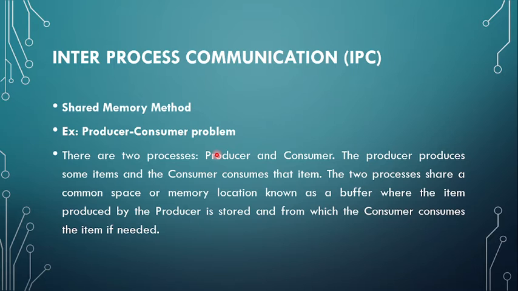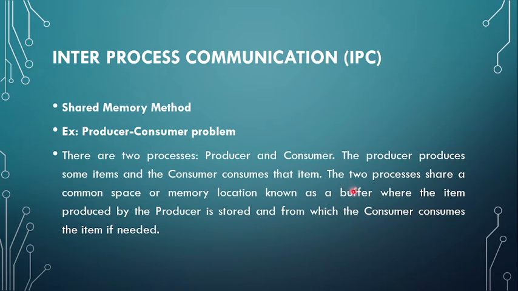The producer produces some items into the buffer. From the buffer, the consumer consumes the item produced by the producer. This is how the producer consumer problem actually works. There is a producer, there is a consumer, and the buffer is shared between both.